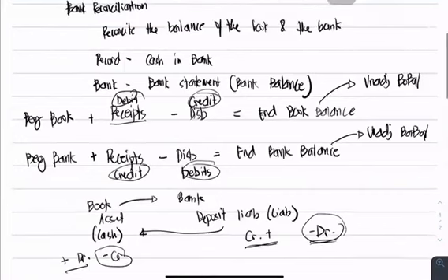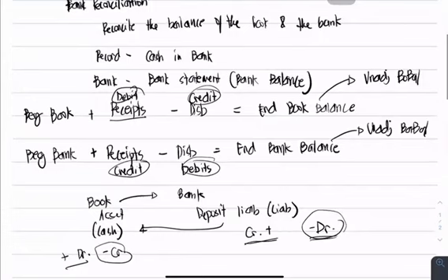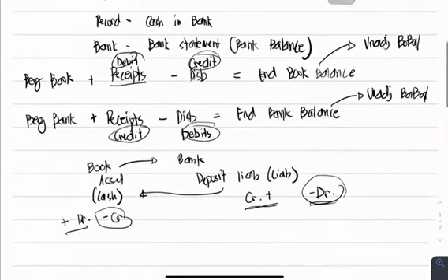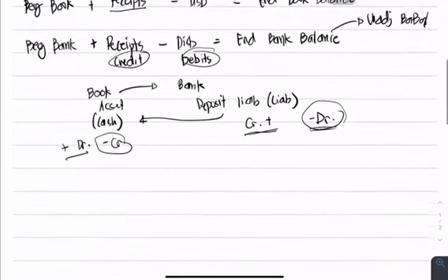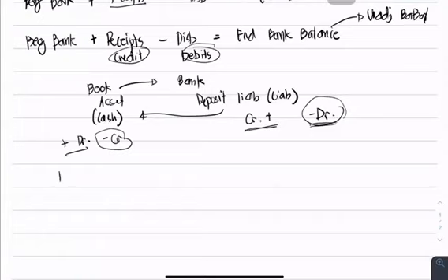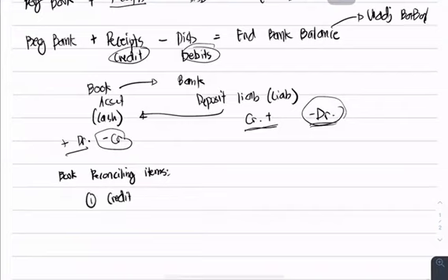Now we go to the different items that will reconcile the book and your bank. We start first with your book reconciling items. Okay, so what are your book reconciling items? First, we have your credit memos. Next, we have your debit memos.